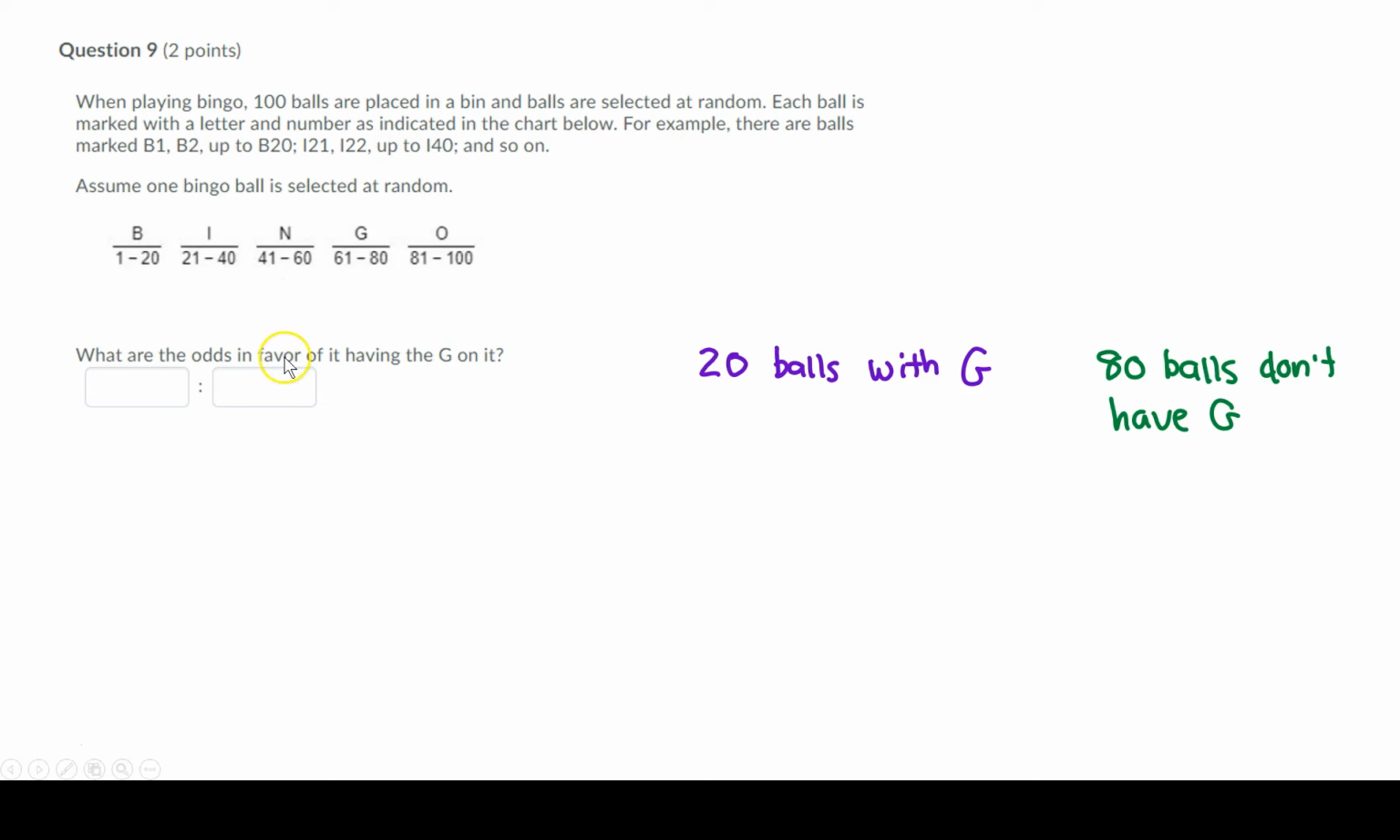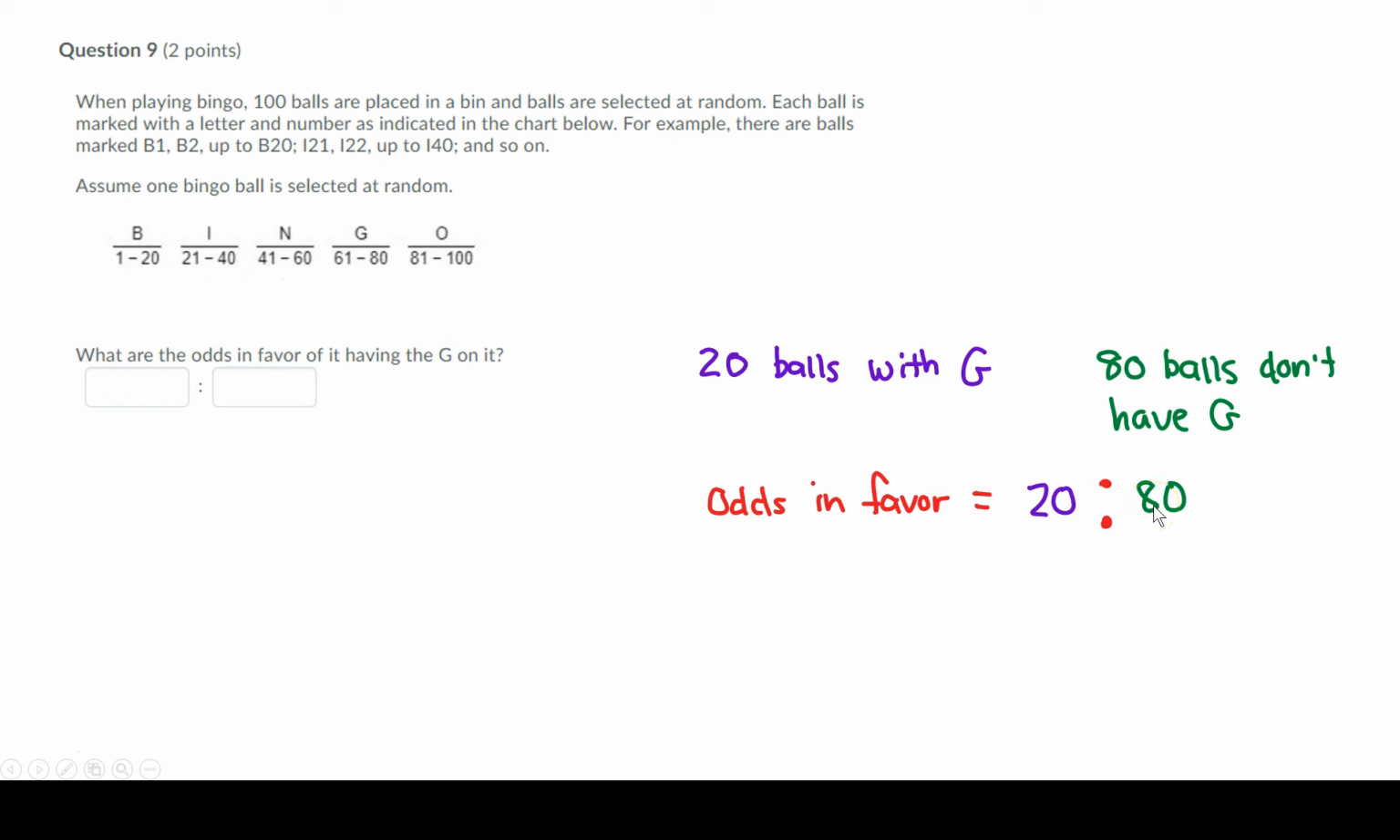When it's odds in favor, that means I'm going to put the number of successes first, number of failures second. If it's odds against, I'd put the failures first and this second. It's really the only difference between the two. So in this case, odds in favor is a 20 to 80 ratio.